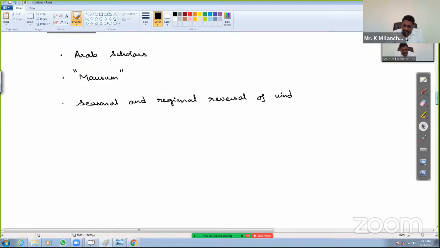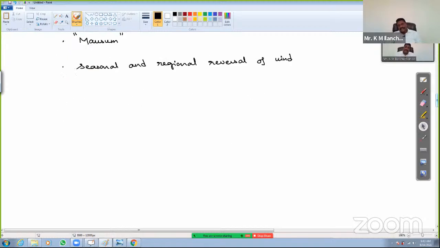For example, the finest example, take the case of India. India is one of the most prominent places in the world which experience monsoon. Is only India experiencing monsoon? No. Parts of Australia experience monsoon. Parts of Africa also experience monsoon. The Florida Peninsula experiences monsoon. Am I right? South China and Southeast Asia also experience monsoon. But India is the most prominent location among all. Now, why do I say seasonal and regional reversal of wind? The word reversal of wind is very important.